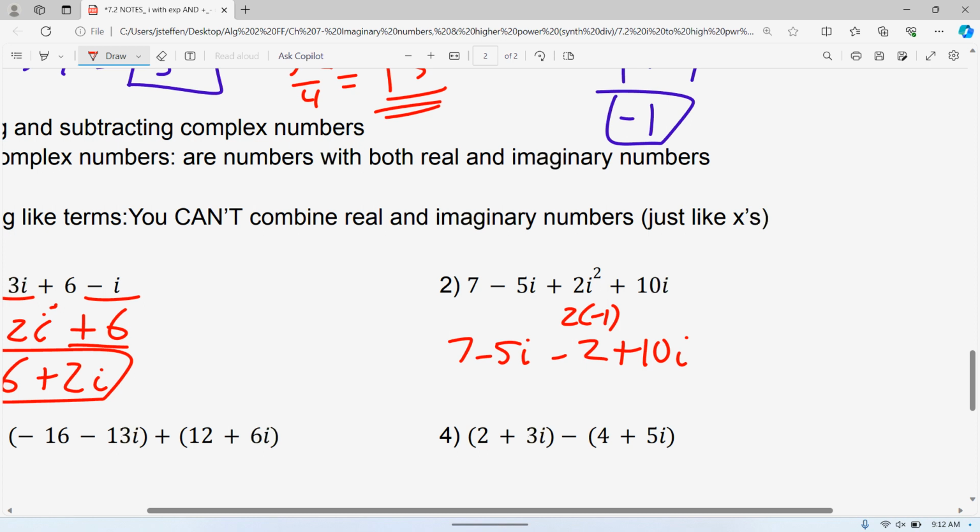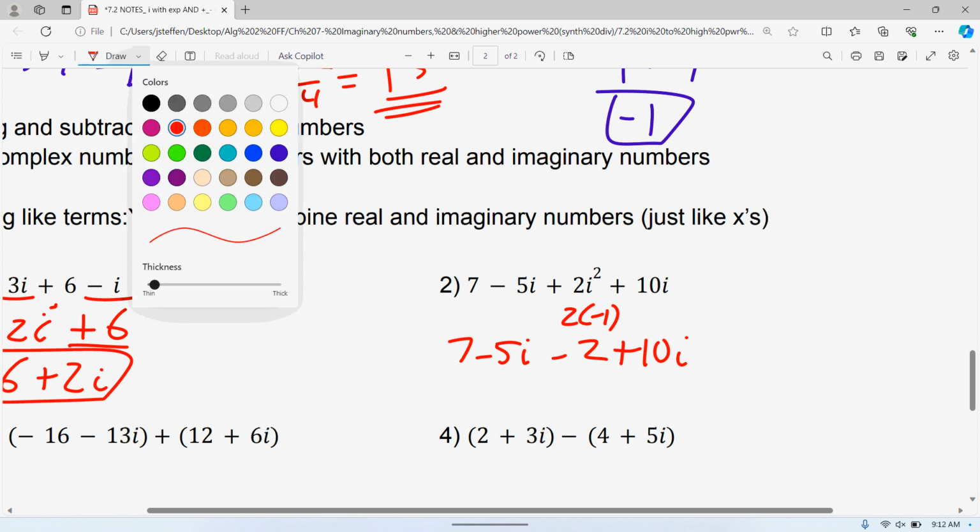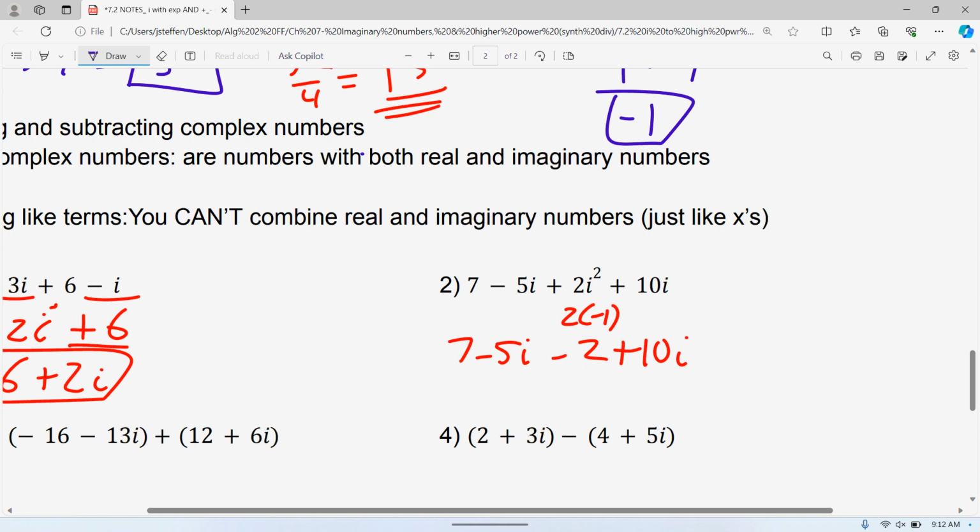The same thing I just did. Real numbers first, so 7 minus 2 is positive 5. Negative 5i plus 10i is positive 5i, so that's your answer, 5 plus 5i. And that's what I mean. That's a complex number.